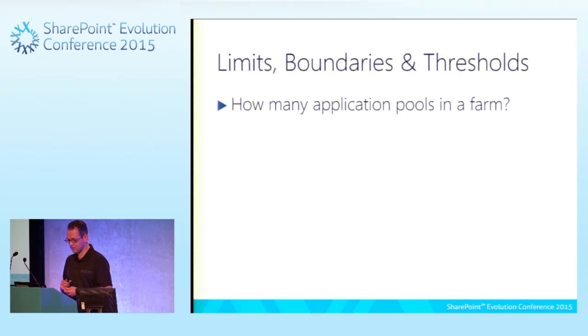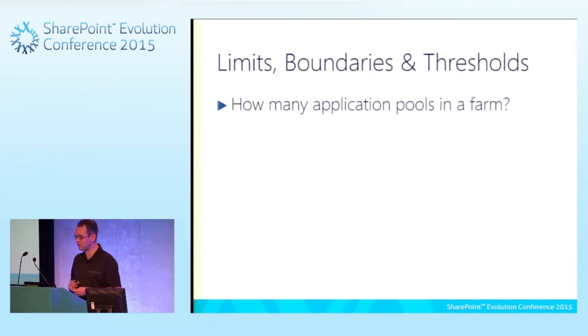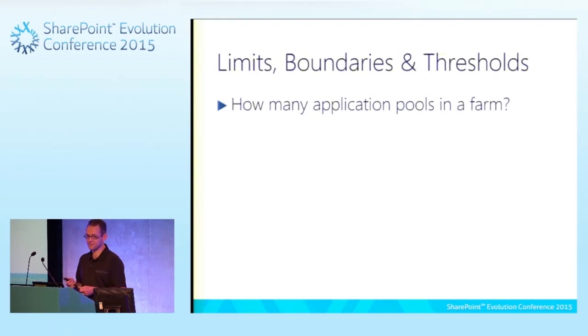Okay, the quiz continues. How many application pools can you create in a farm to be supported? 5? 10. That was the 10 that you probably remembered. Why is it 10? Because it's really rare when they have several applications and one application.